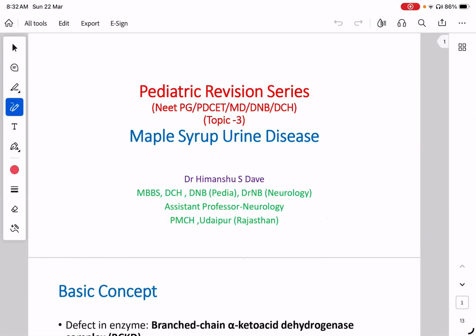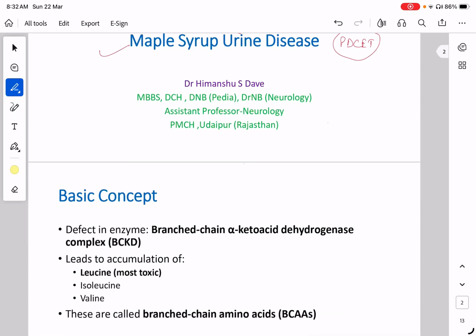Hello everyone. This is the third topic of our pediatric revision series, and this topic is maple syrup urine disease, which is an important biochemical disease, and the questions are frequently asked in exams like NEET, PG, or PDCET. We are targeting PDCET aspirants because the exam is next month only. So we will go through this topic first.